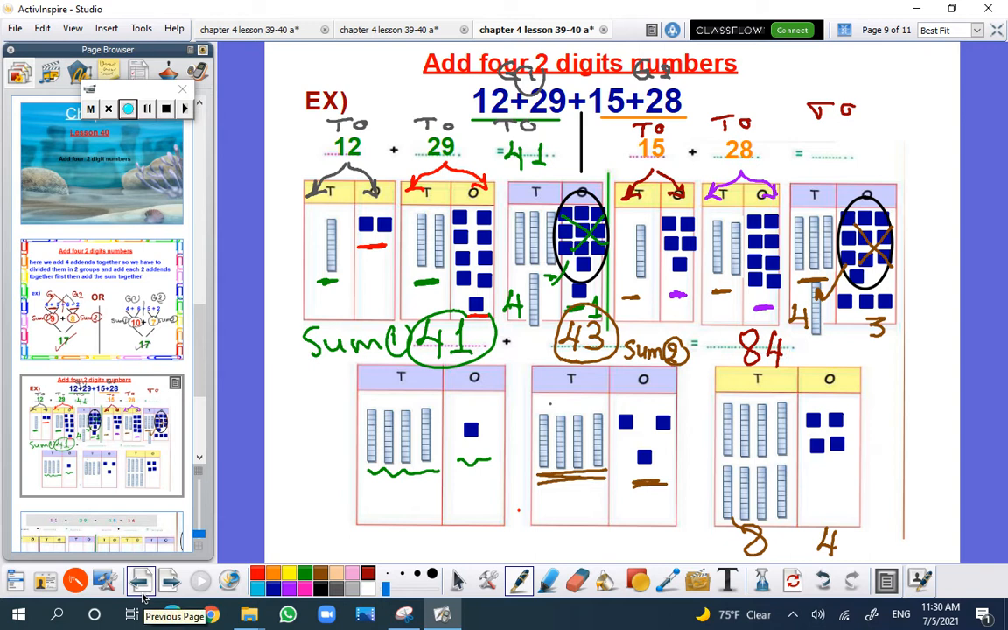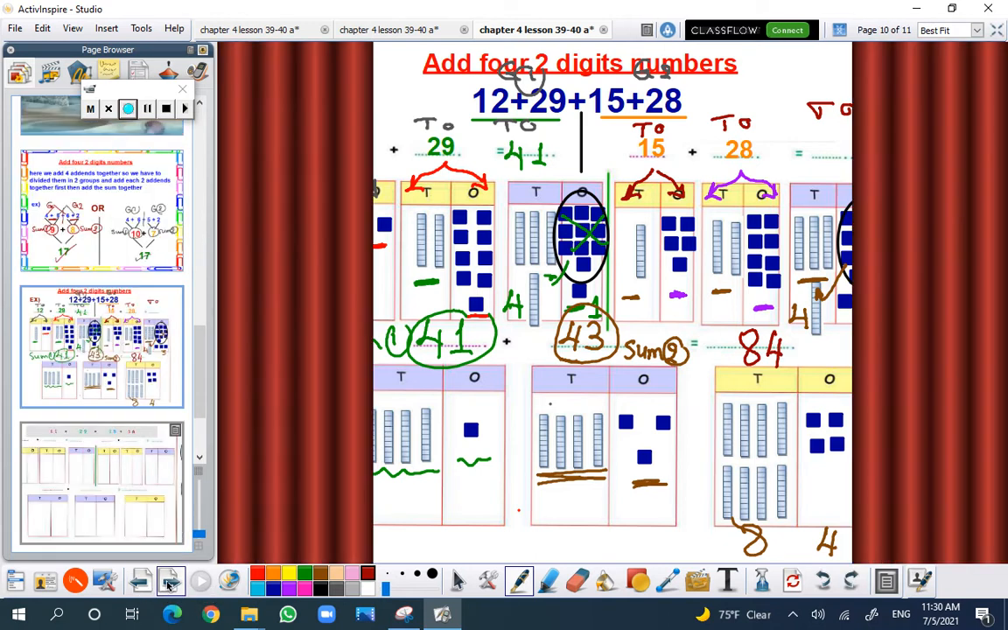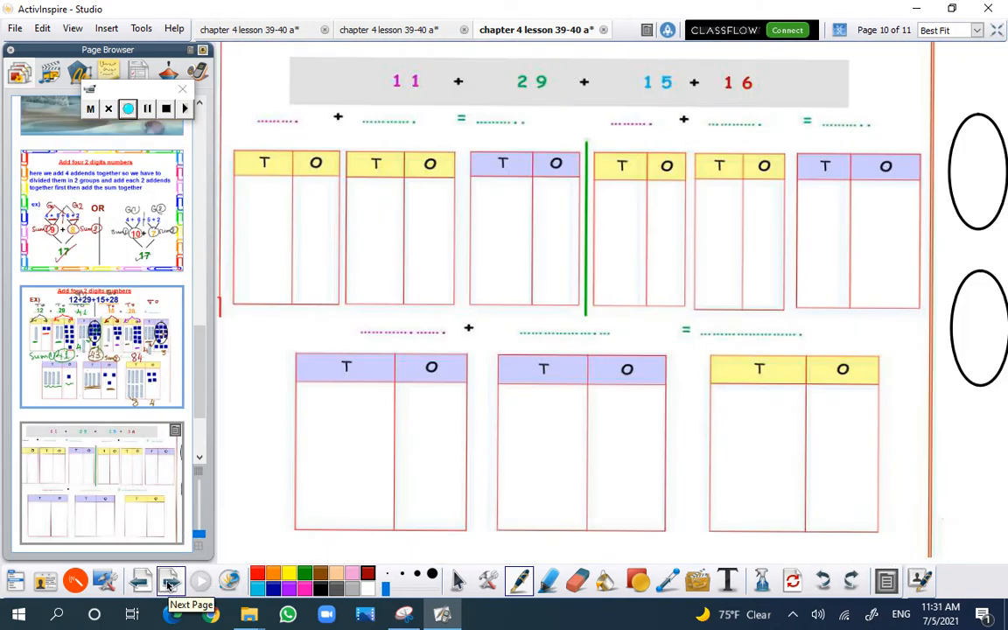To be more clear, let's take an example from the booklet. Are you ready? Excellent. 11 plus 29 plus 15 plus 16. What is the first step? The first step, I'm going to divide them into groups as we mentioned before. So let's take the first group together, which is 11 plus 29. Let's take the second group together, and here I have 15 plus 16.